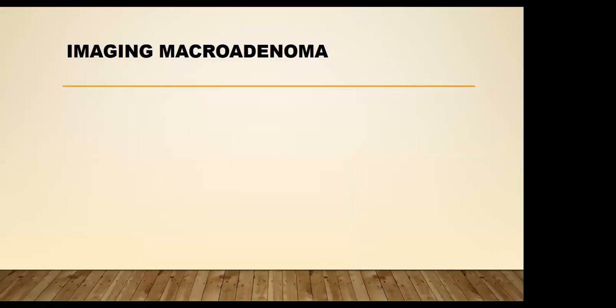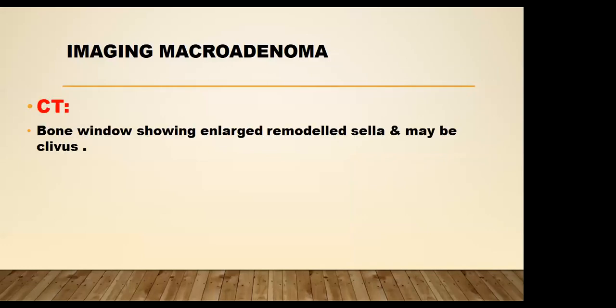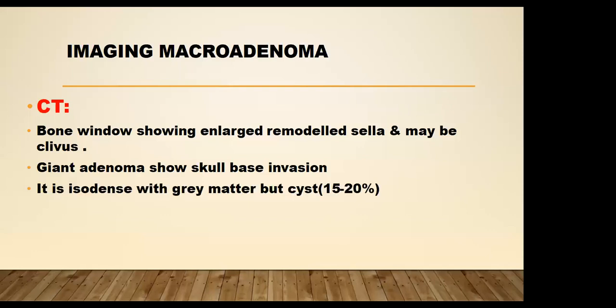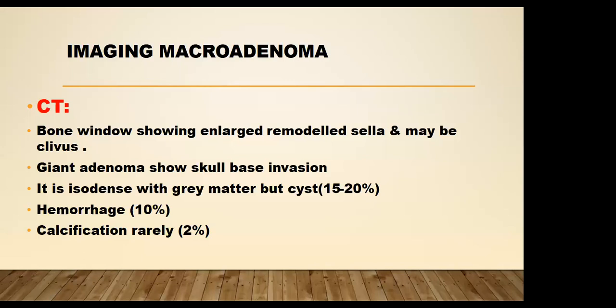Imaging of the macroadenoma by CT, bone window will show enlargement and remodeling of the sella and maybe the clivus. Giant adenoma will show skull base invasion. It is iso-intense to the gray matter, but cystic changes occur in 15 to 20%, hemorrhage in 10%, and calcification is rare, occurring in 2%. Moderate heterogeneous enhancement on the contrast.